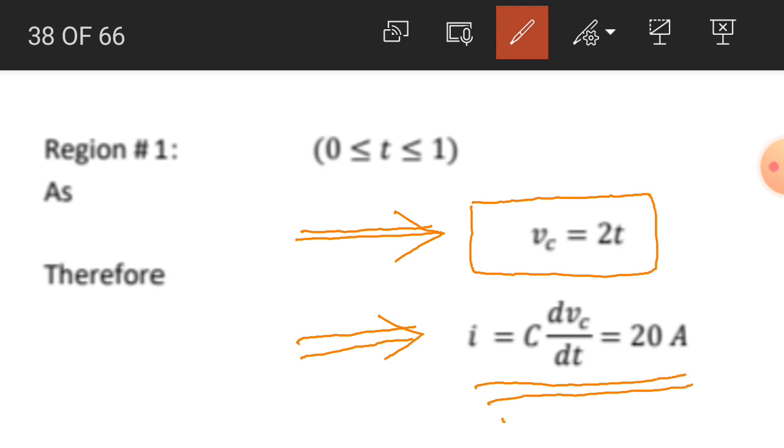The capacitance of the capacitor is 10 farad. So we differentiate this voltage with respect to time and we multiply it by C. So the current in region number 1 is 20 ampere. The current in region number 1 is constant, which is 20 ampere. You see, this current is constant in region number 1. These equations are valid in region number 1 only.